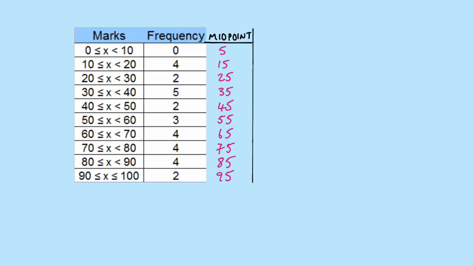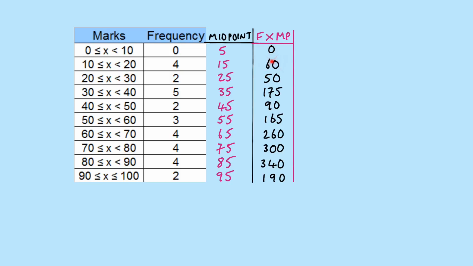So let's add another column. So this is F for frequency multiplied by MP, which is our midpoint. So we're timesing the frequency by the midpoint. So 0 times 5 is 0. 4 times 15 is 60. And so on.